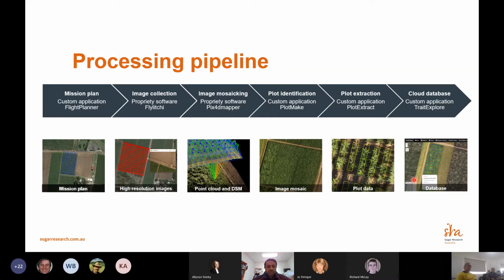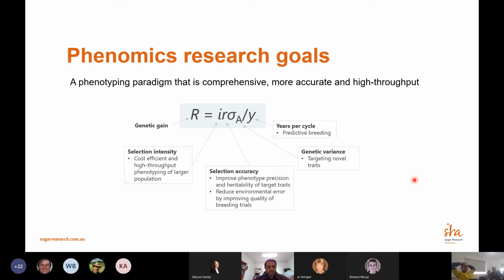So in a matter of hours, we can have the drone capture the pictures and the images processed and have actionable data in about a few hours' time. Now, the basic goal of phenomic research at SRA is to overcome some of the bottlenecks of the conventional phenotyping and to have a phenotyping approach that is more comprehensive, more accurate, and higher throughput.